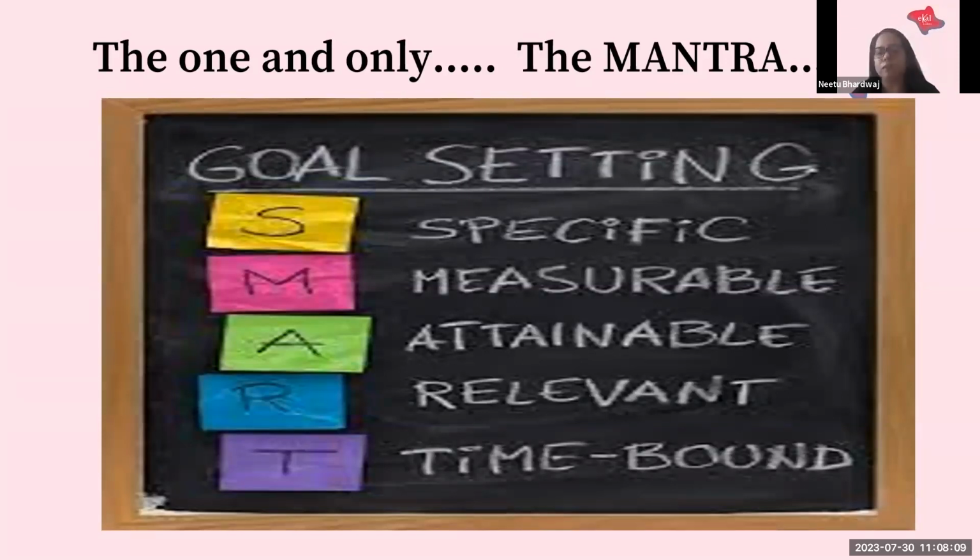Now, what is relevant? Relevant means it should be real. What do you mean by real? For example, I'm scoring 60% marks. Okay. And now I am in full energy, and I say, in the annual examination, I'm going to score 90% now. Can I jump from 60? No, it has to be real. For example, it can be slow from 60 to 70 or 75, from 75 to 80 or 85, from 85 to 90 or 95. It should be real. So it should be relevant.